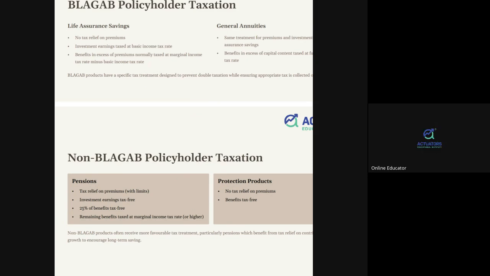Now what happens? At the point of maturity, they may have to pay the marginal income tax rate minus the basic income tax rate, something that we were discussing yesterday as well. The insurance company only deducts taxes at the basic income tax rate, say 20%. But if today I am a policyholder who lies in the 30% income bracket, I'll have to pay that extra 10% at the point of maturity. Any questions, guys? So far, so good?